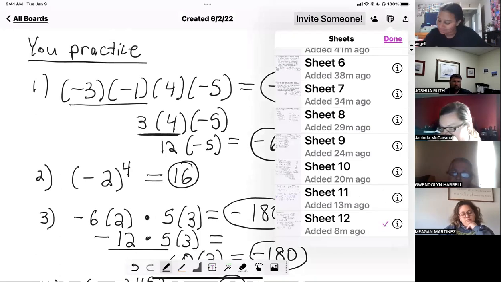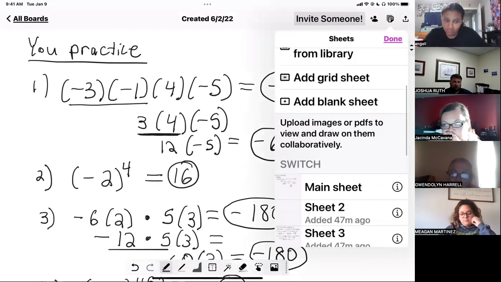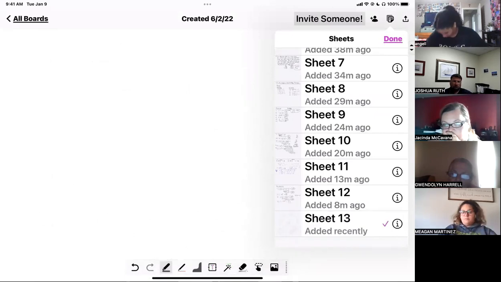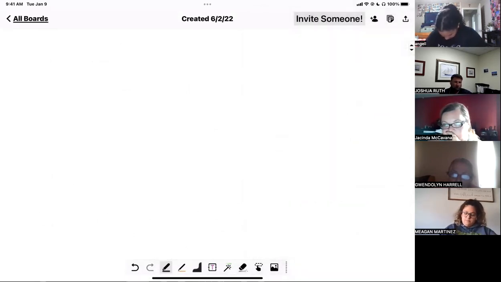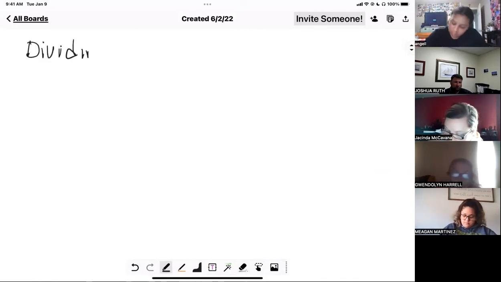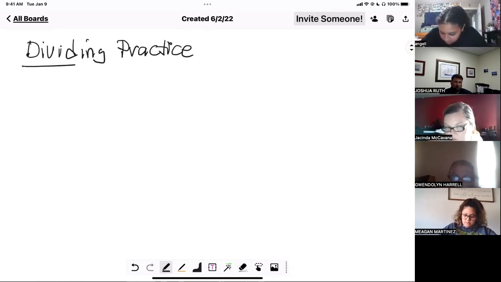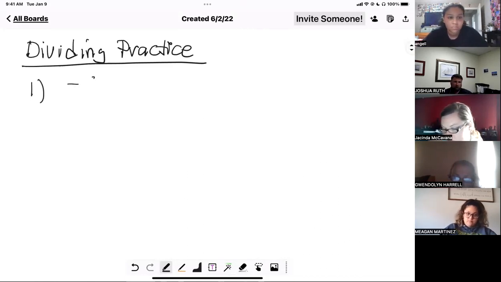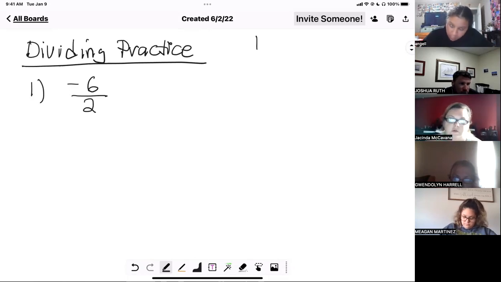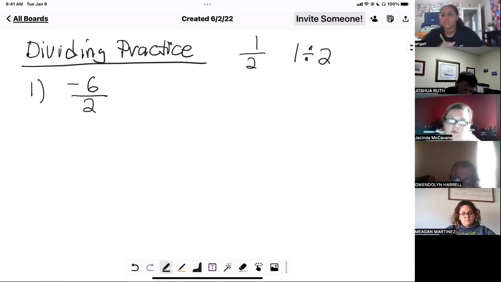Okay, so we really spent a lot of time on multiplying. Let's start dividing. Okay, so let's do dividing practice. The rules are pretty much the same. So we'll look at a couple examples. So 1, negative 6 divided by 2. A fraction is dividing. So when I have 1/2, it's 1 divided by 2, which is 0.5. Exactly, that's 0.5.